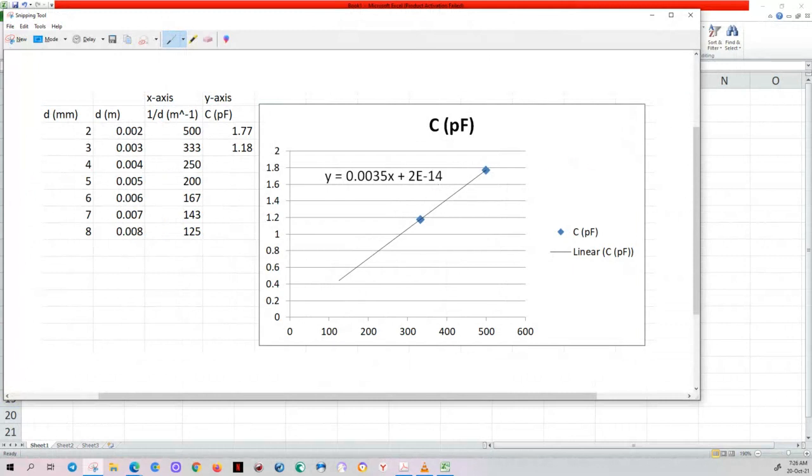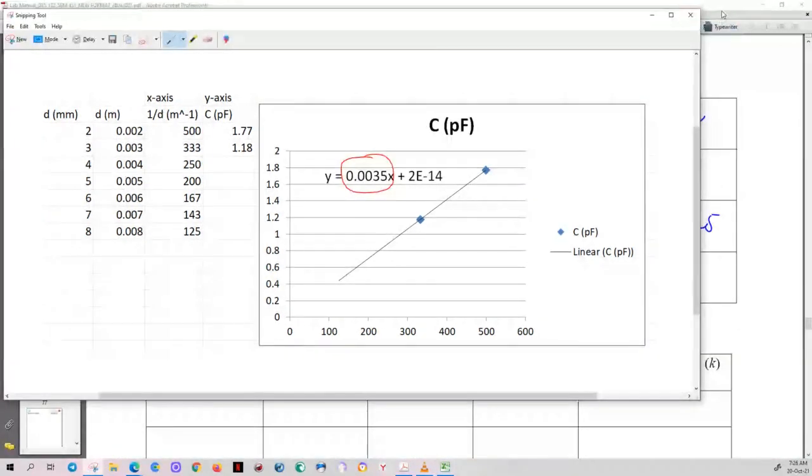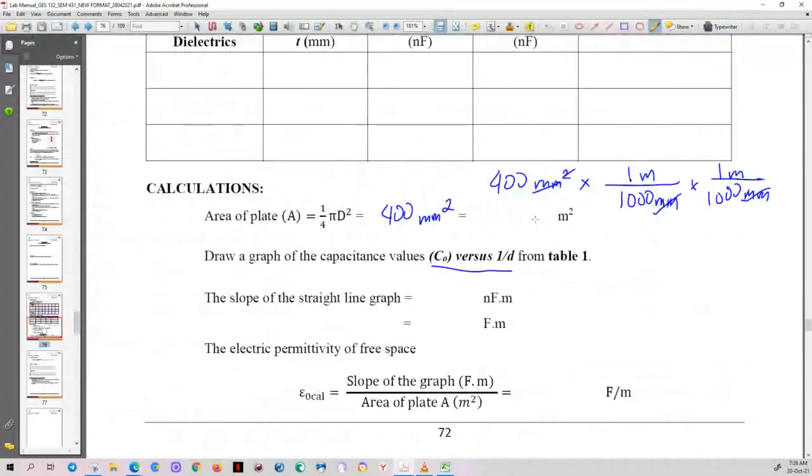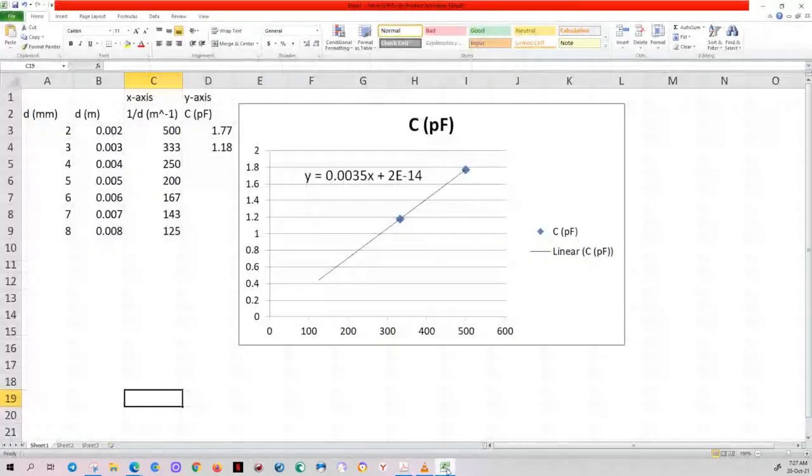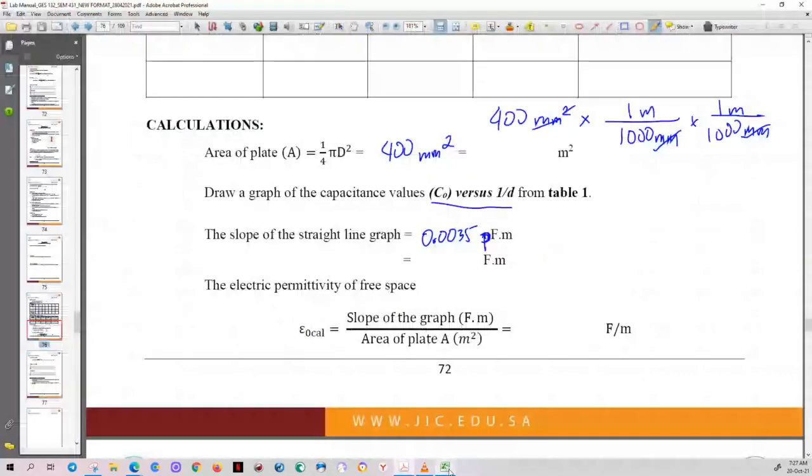Any questions? This will be our slope here, 0.0035. That would be our slope. So let's go back to our data sheet and write our slope, 0.0035, and take note the unit must be picofarad.